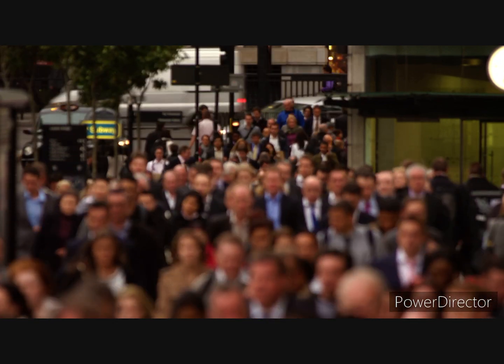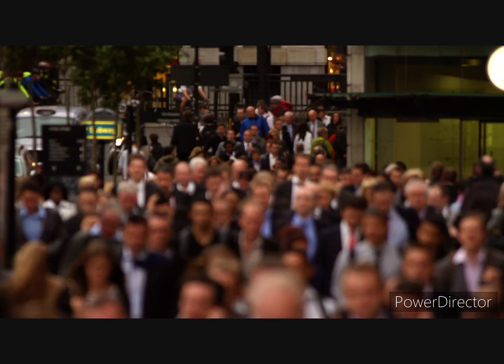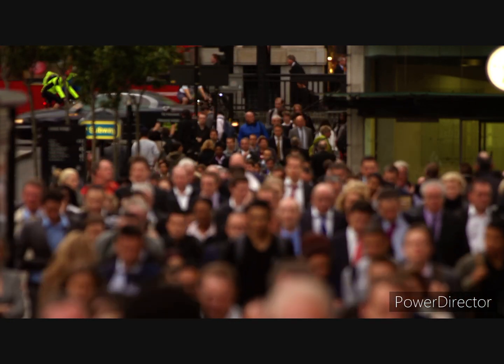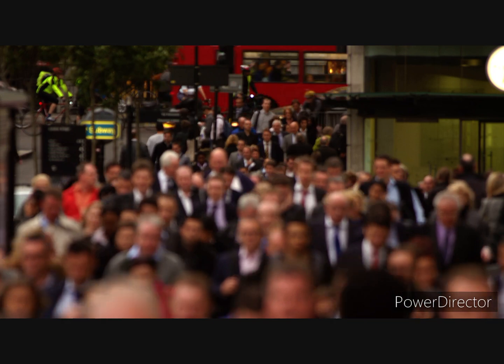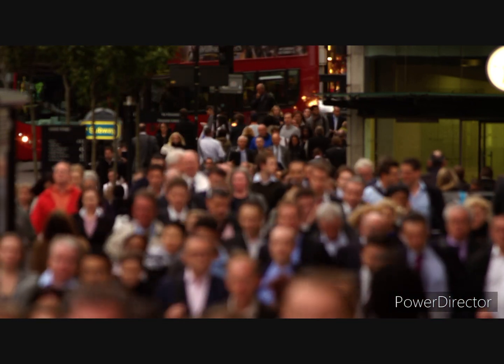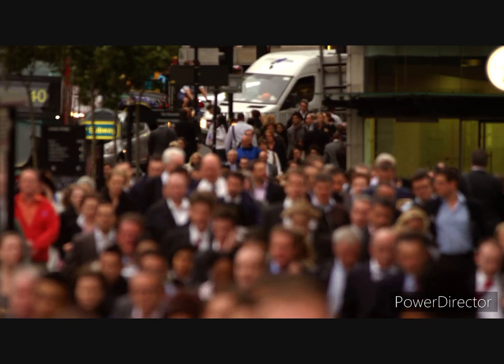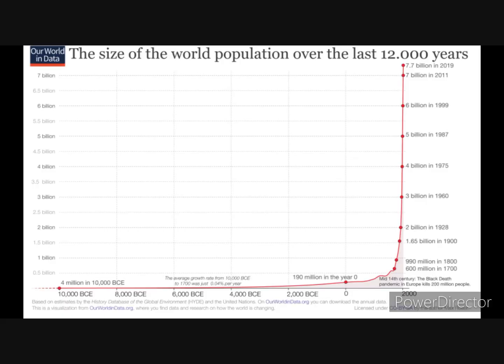Population, a term that is frequently discussed all around us. It's one of those things that would keep on increasing until a certain point, which is not yet defined. Today, our population is roughly around 7.7 billion. We've come a long way since 10,000 BCE. At that time, the population growth rate was very low. It took us around 8 to 10,000 years to climb up from 4 million to 190 million.